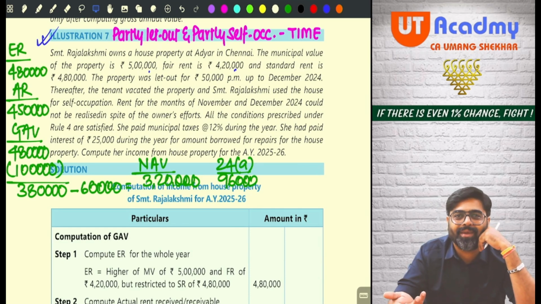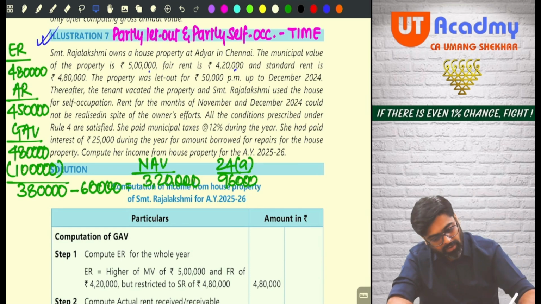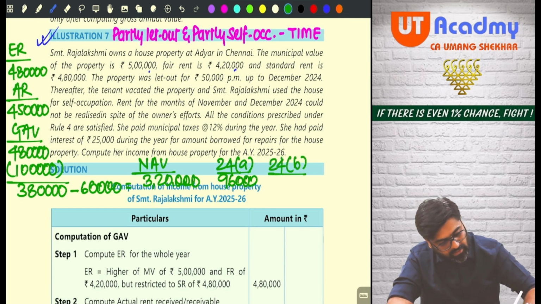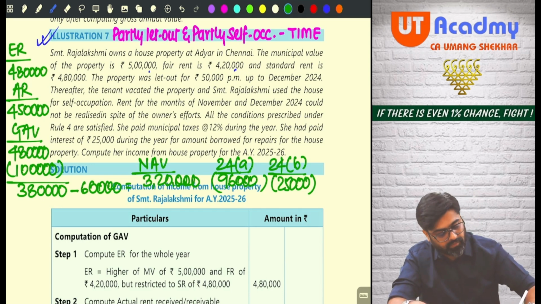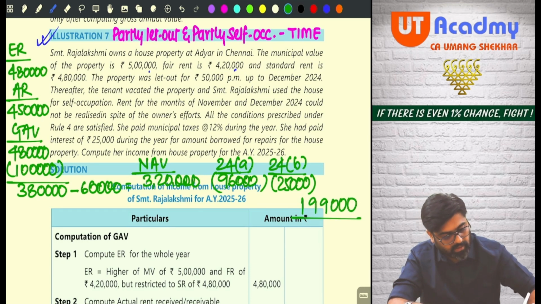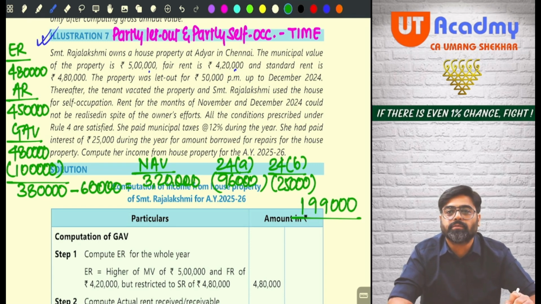Let out, LOP. So what will you do? 24 clause B. How much deduction will you take, sir? 25,000. Do you have calculators, everyone? Please use the calculators. Come on, fast. On your calculator, 320 minus 96 minus 25, you will get 1,99,000.